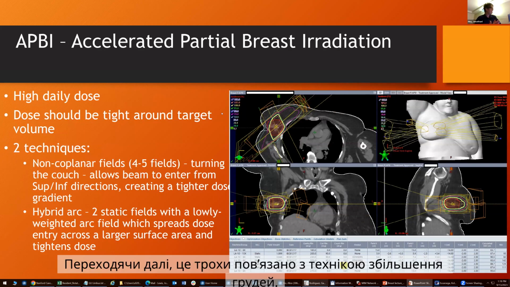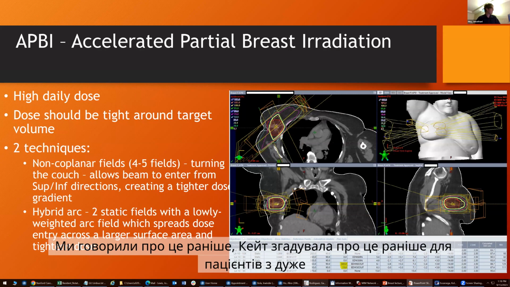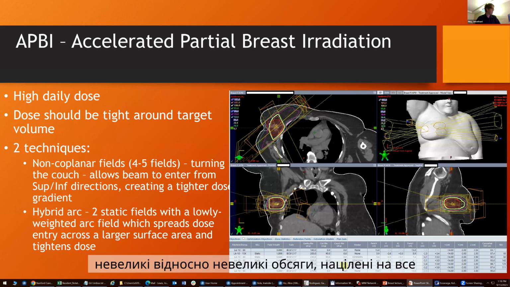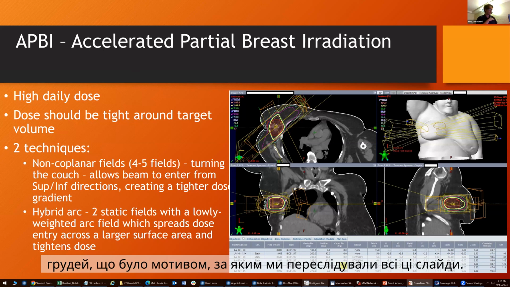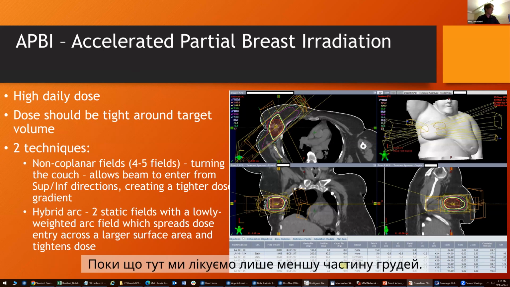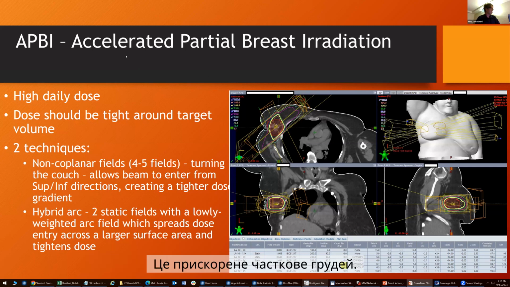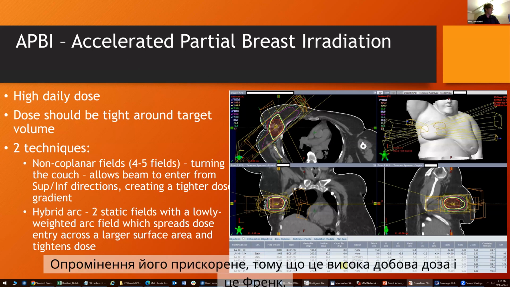Moving on, this is a bit related to the breast boost techniques we talked about before. Kate mentioned this previously too, that for patients with relatively small volumes, we are targeting the entire breast, which was the motive that we've been chasing for all of these slides so far. Here, we're only treating a smaller portion of the breast. So this is accelerated partial breast irradiation.